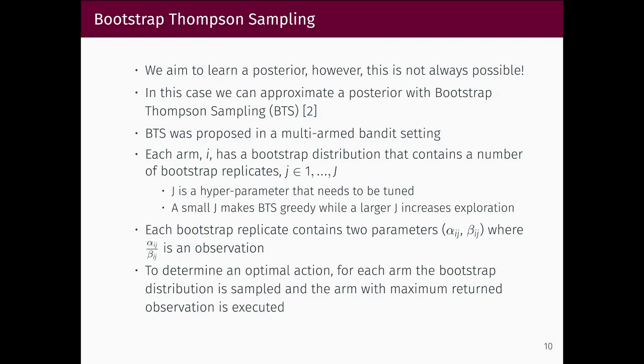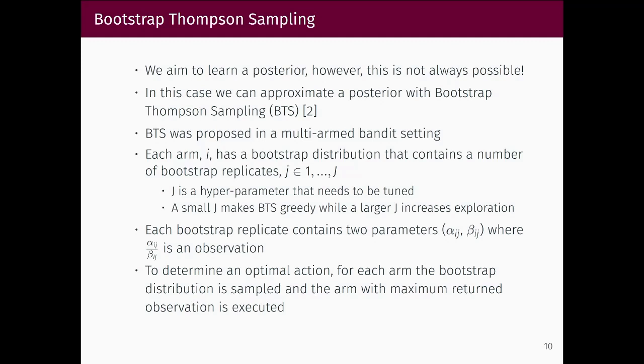Now, moving on to a topic that's very important to our distributional Monte Carlo tree search algorithm: Bootstrap Thompson sampling. Distributional Monte Carlo tree search aims to maintain a posterior at each node in the search tree. However, this is not always possible. In cases where this is not possible, it's important that we can somehow approximate a posterior. And we found that Bootstrap Thompson sampling can do just that and do it very, very well.